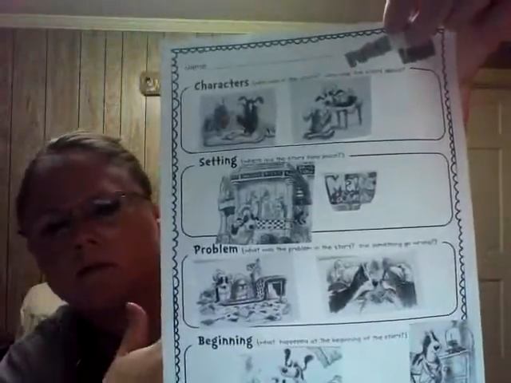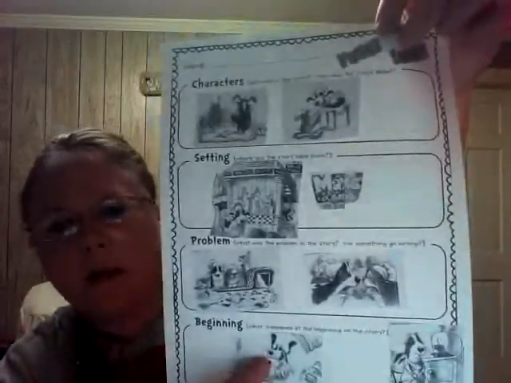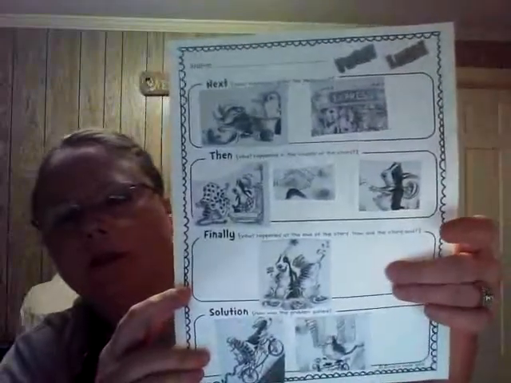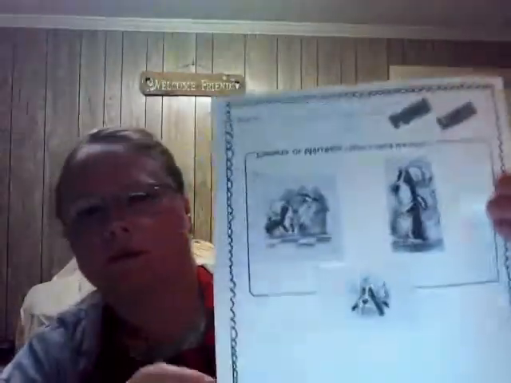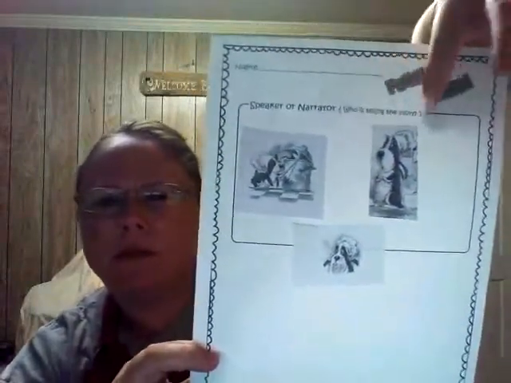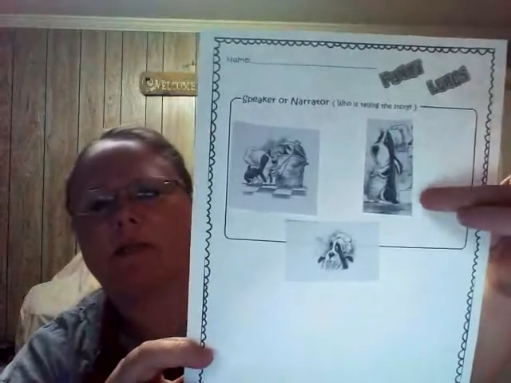The problem and the solution. The solution's on the next page, but beginning is part of the plot. And this, next, then, finally, and the solution of their problem is on this page. On the original worksheets, it did not have this, so I just used the border and the top, and then I made this part myself with Paint. The speaker, narrator, who is telling the story.